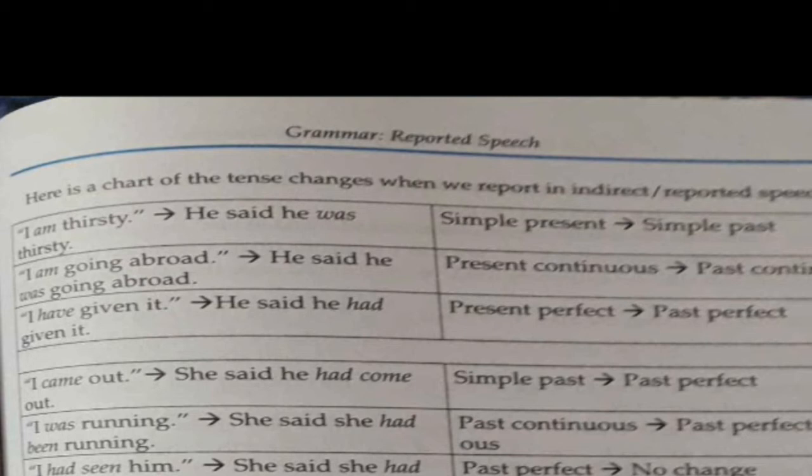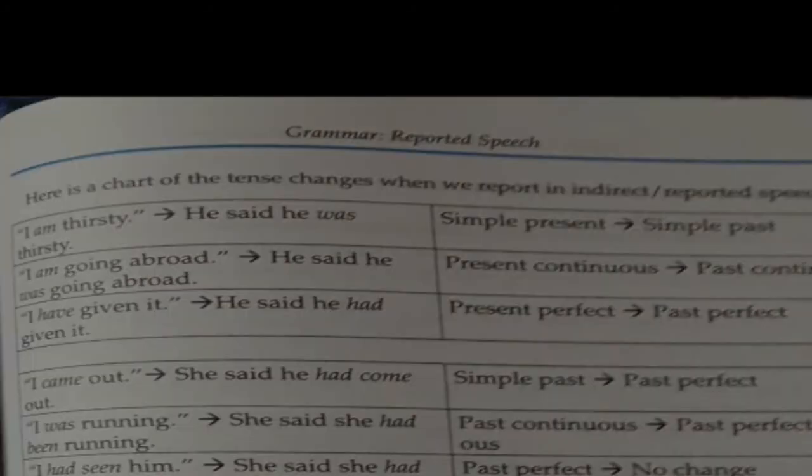"The music is too loud, I can't study," direct. "She complained that the music was too loud and that she could not study," reported speech. So "let me carry the books for you," direct speech. "He offered to carry the books for me," indirect or reported speech. Now we are going to see reported questions. What are these?